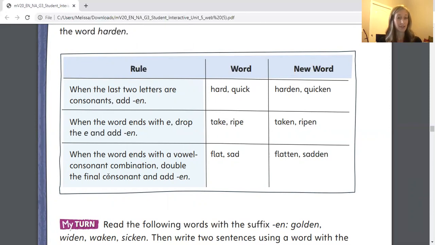Okay, now it gets a little trickier. When the word ends with a vowel-consonant combination, double the final consonant and add en. So for example, the word flat ends with a vowel and a consonant, AT. And we turn that word into flatten. Notice how we doubled the consonant T and added en. That works for the word sad as well because it ends with a vowel and a consonant. We double that consonant, that D, and add en.